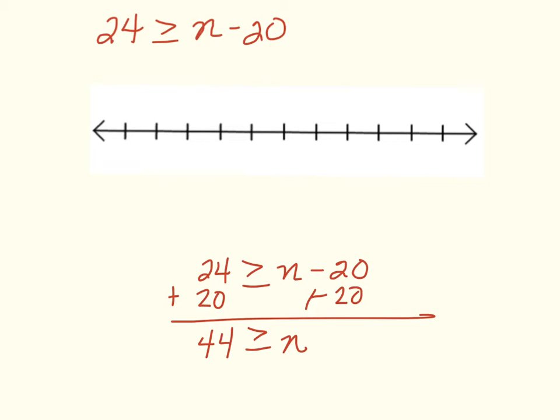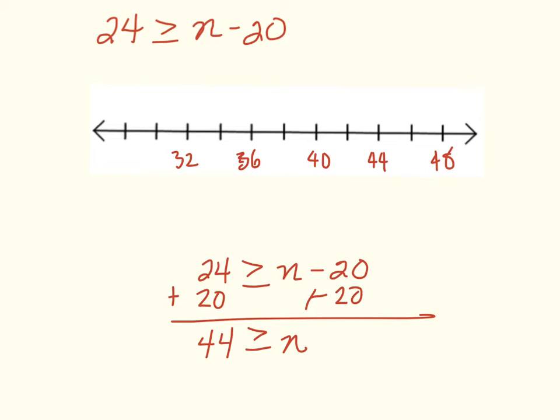So let's put a 44 here. And let's say if that's 44, this is 40. And this would be 36, and this would be 32. And that gives us an idea, well, maybe we'll put 48 over there. That gives us an idea of where we are on the number line.